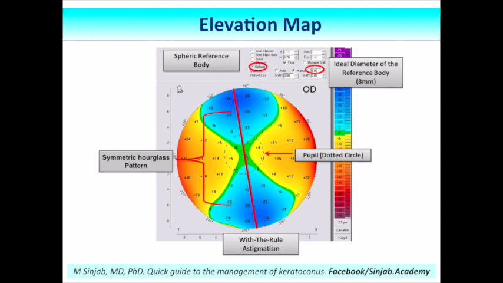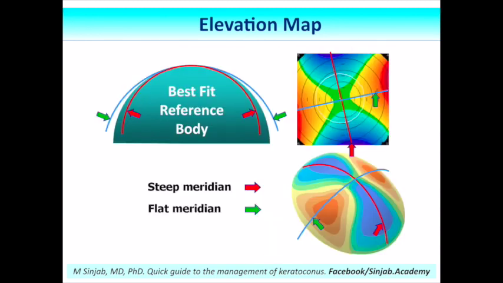This is, as you see here, opposite to what we have just said about the curvature map. Now, why do we have the cold colors or the blue colors on the vertical meridian in case of with the rule astigmatism? This is because the vertical meridian in with the rule astigmatism is steeper than the horizontal one.